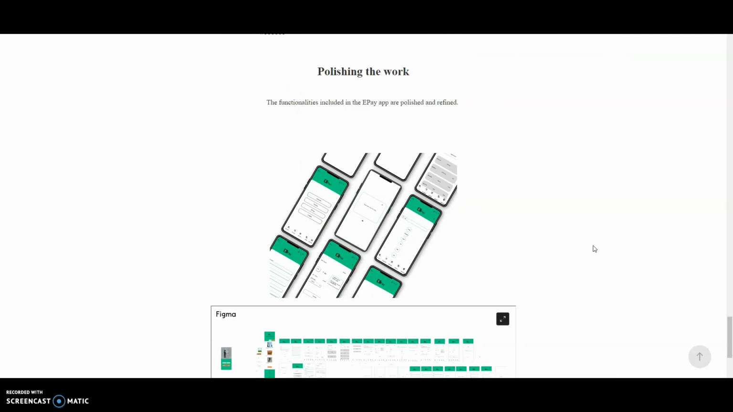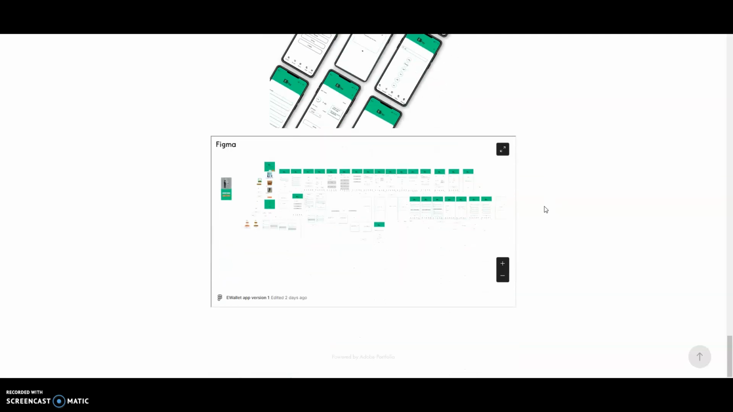The functionalities included in the ePay app are polished and refined, and finally the Figma prototype is designed and developed. This is the Figma prototype.